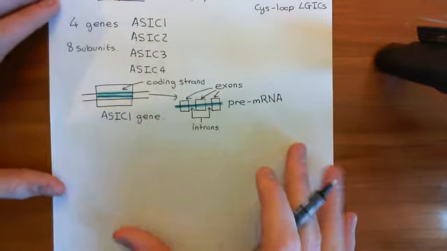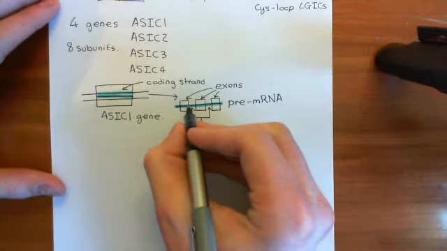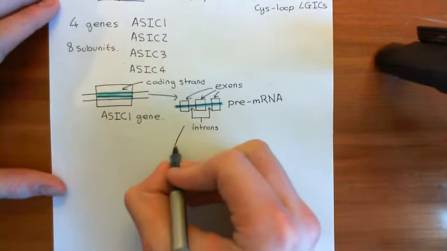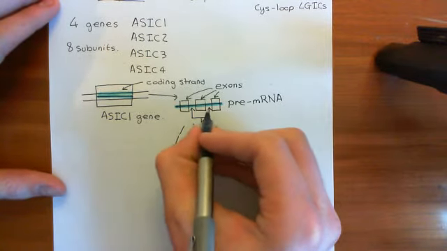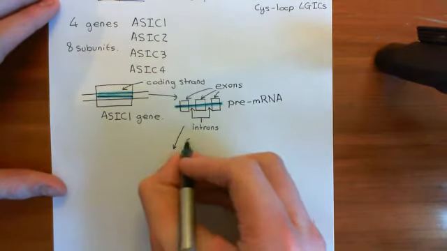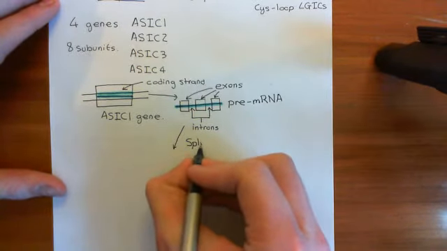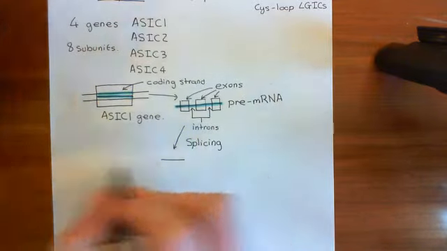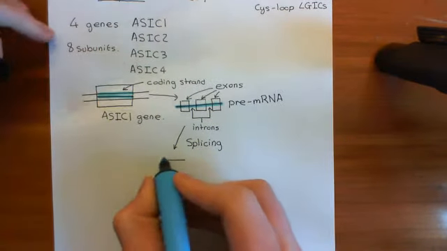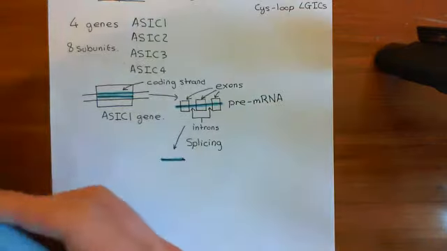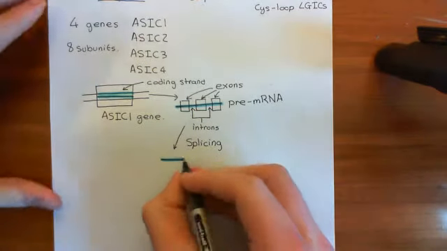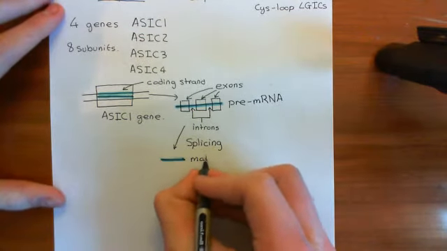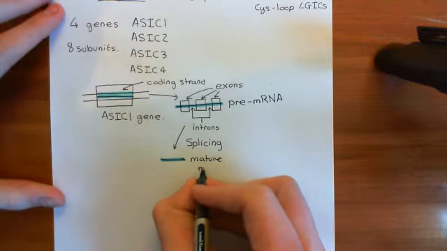So what you need to do, basically, is process this pre-mRNA. You need to chop out the introns and then re-stitch the exons back together. And this process is known as splicing. It will finally produce a much shorter piece of mRNA known as the mature mRNA, which is basically the exons stuck back together. So this is the mature mRNA.